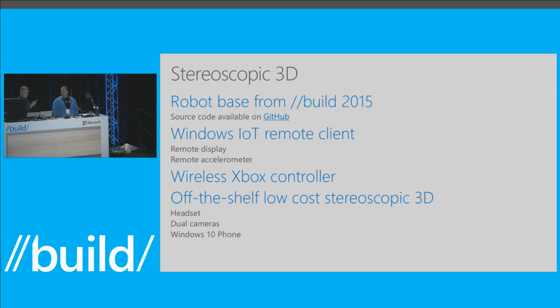We've shown how somebody starting all the way up to an OEM who wants to create multiple devices, the Microsoft stack is there to help you from day one to get all the way from maker to market. Well, the stereoscopic 3D demo shows the robot base from Build 2015 with the source code available on GitHub. The Windows IoT remote client uses the display and the accelerometer to drive the robot. When Lou tilts his head up and down, he can actually see what the robot sees. It also uses a wireless Xbox controller, and off-the-shelf low-cost stereoscopic 3D with the headset, the dual cameras, and the Windows 10 phone.